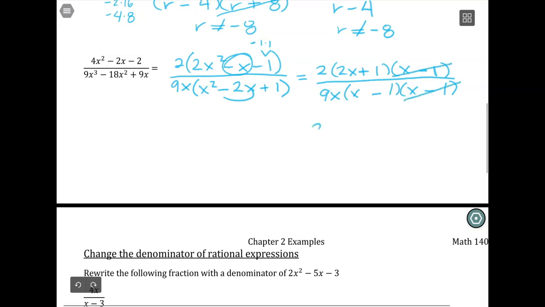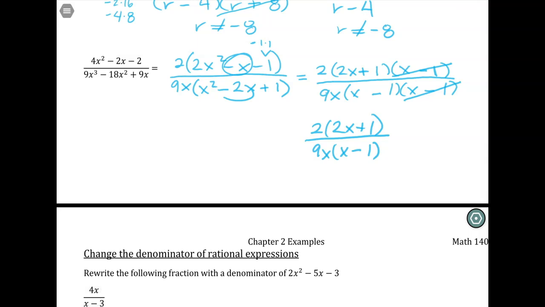So I should have 2 times 2x plus 1 over 9x times x minus 1. And I'm not seeing anything else I can factor, and I don't have any common factors. Again, I know I have x's in the top and I have a couple of x's in the bottom. That x in the top is part of a sum, right? This plus right here hooks it onto the rest of its factor. So you can't cancel anything that gets hooked to a sum like that.